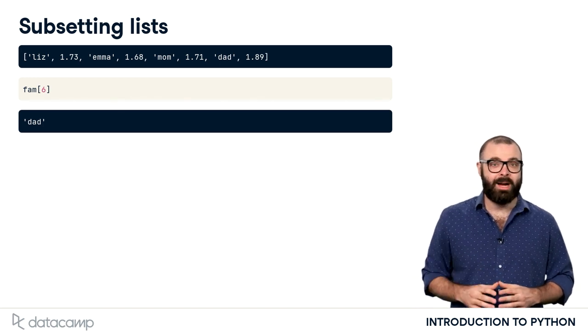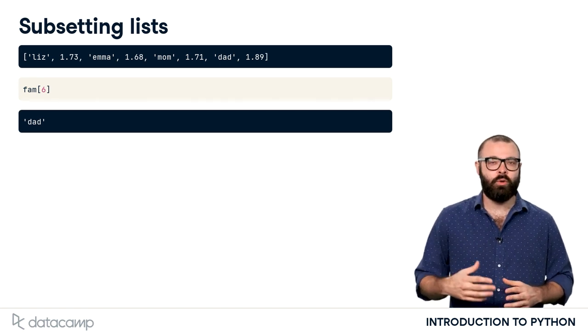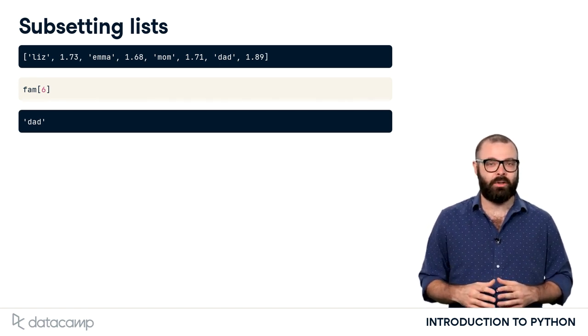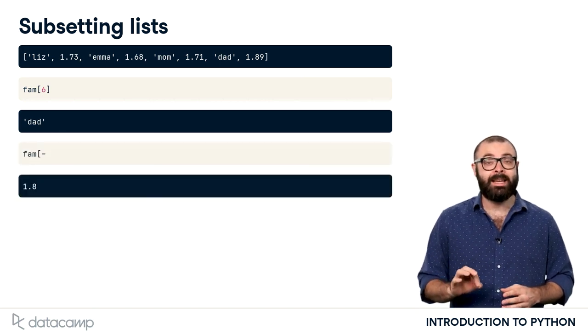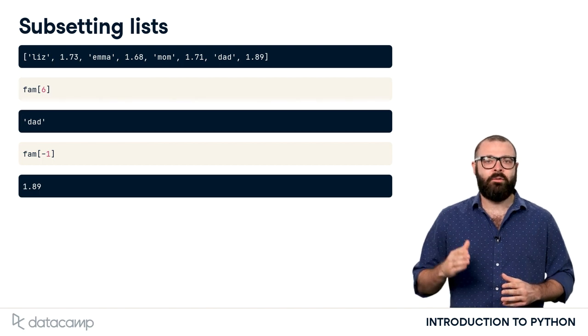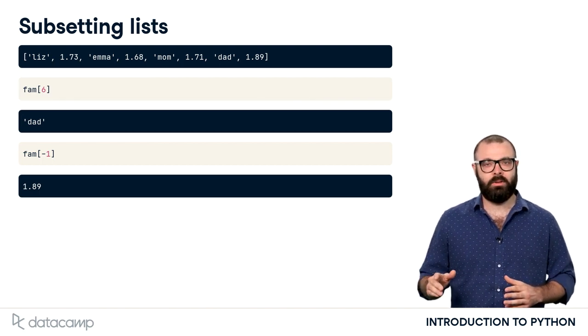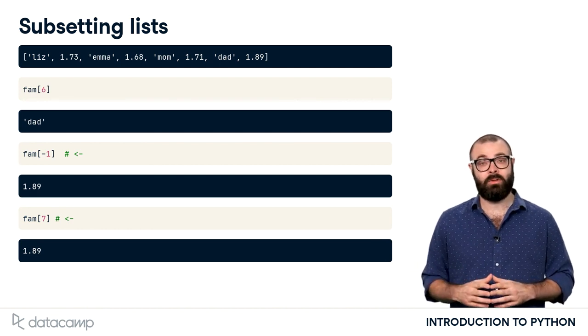You can also count backwards using negative indexes. This is useful if you want to get some elements at the end of your list. To get your dad's height, for example, you'll need the index -1. These are the negative indexes for all list elements. This means that both these lines return the exact same result.